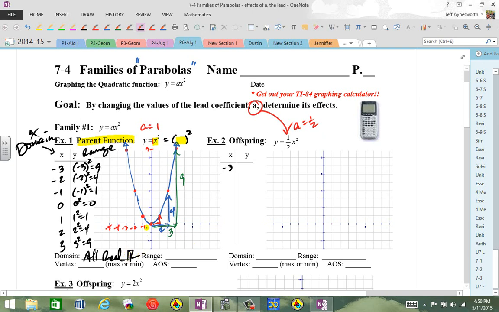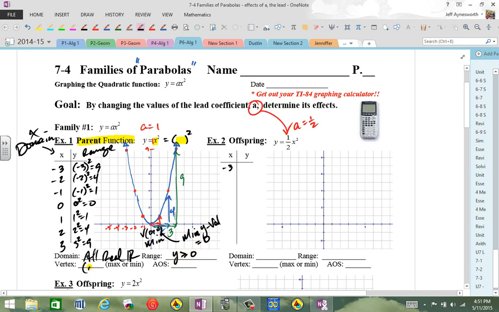The range in this case, given that the vertex is a minimum and it's at the origin, okay, it's a minimum, which means that the smallest or the min y value, since it equals 0, well, the range right there, all these y values, look at them, 1, 4, 9, all these y values are bigger than it, right? So y is greater than or equal to 0.